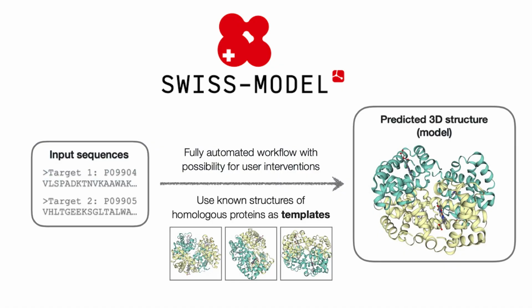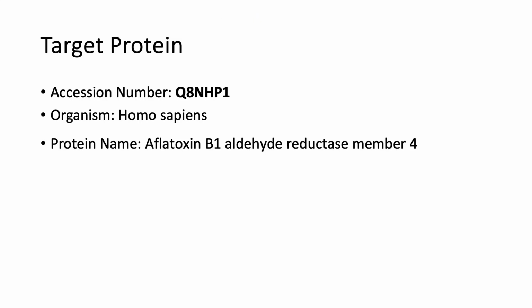Swiss model is a popular tool for homology modeling. It automates the process of model building by searching for suitable templates, aligning the target sequence with the templates, and constructing the 3D model. Swiss model is user-friendly and accessible online, making it a go-to choice for many researchers in the field of bioinformatics and structural biology.